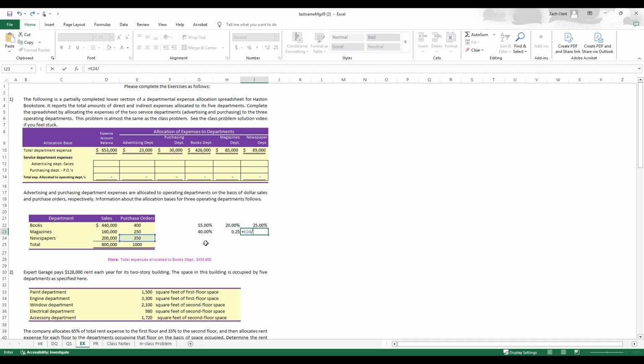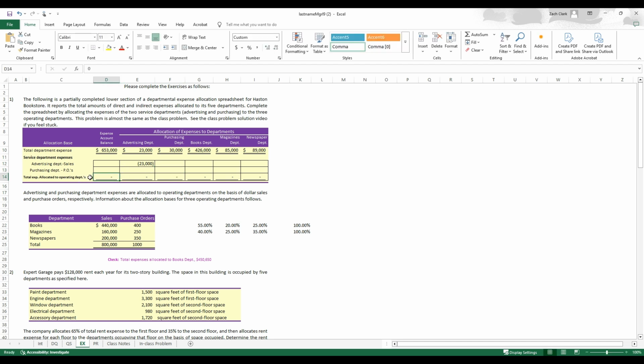So newspapers. Okay. And then if we were to just add those up across, we just prove they're all 100%. Okay, so now we have the proportions of the breakdown here. So if we want to allocate our advertising expenses and our purchasing expenses, let's do this.